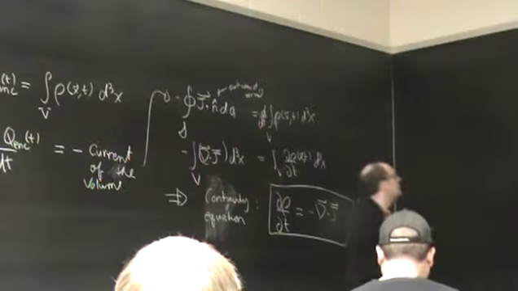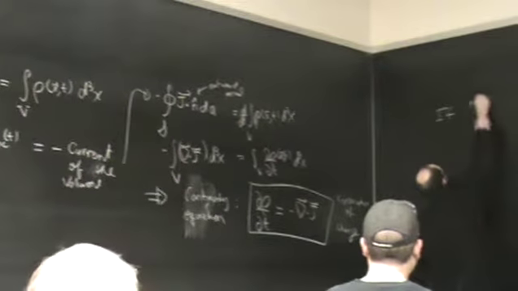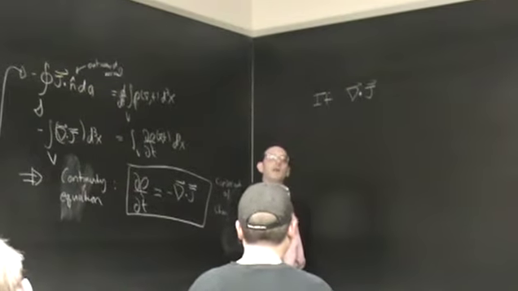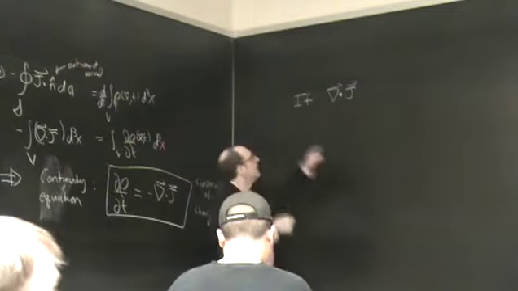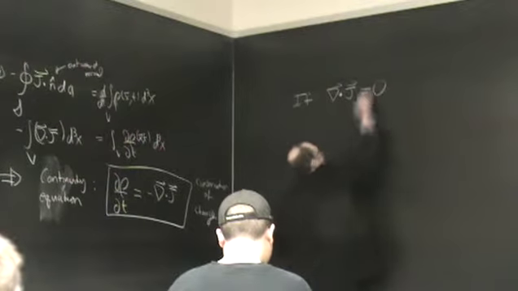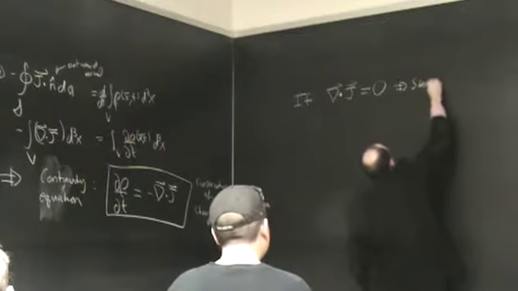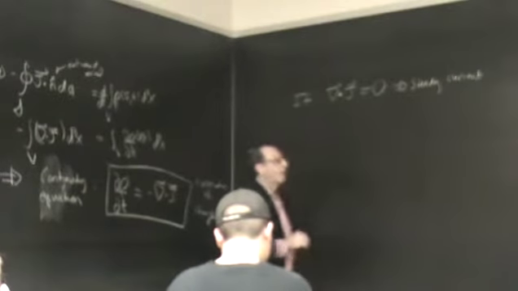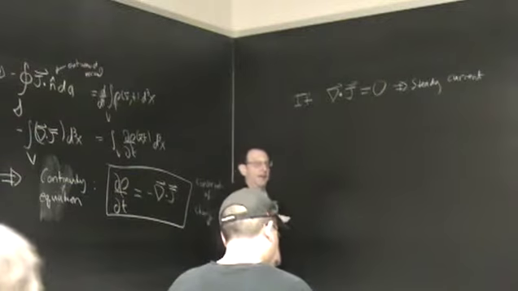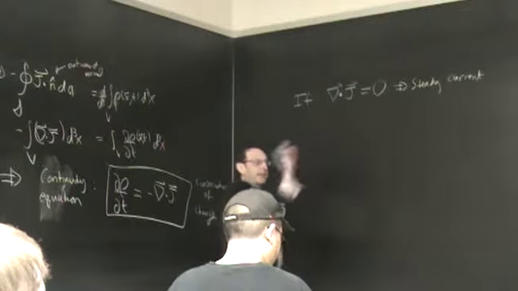Under the conditions that the current density is nowhere converging or diverging, so if this is zero, then we say that we have a steady current. So it doesn't mean that there's no current. There's current, something is flowing, but it just means it's flowing in a steady manner.